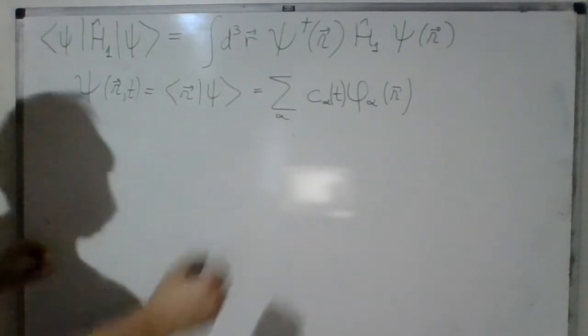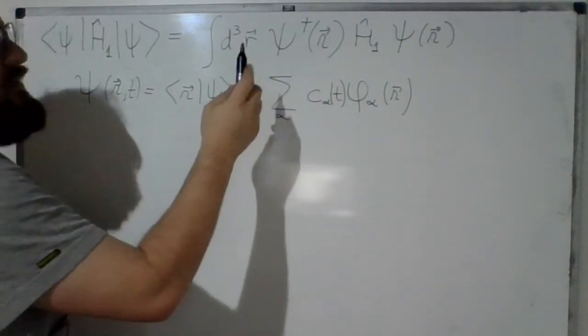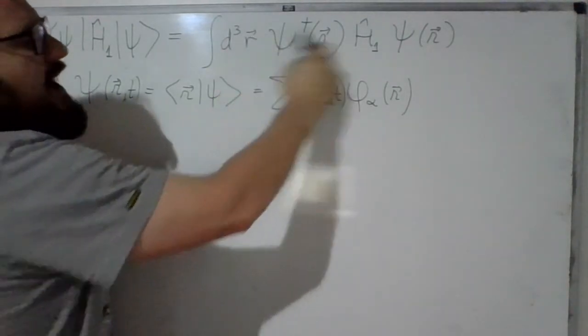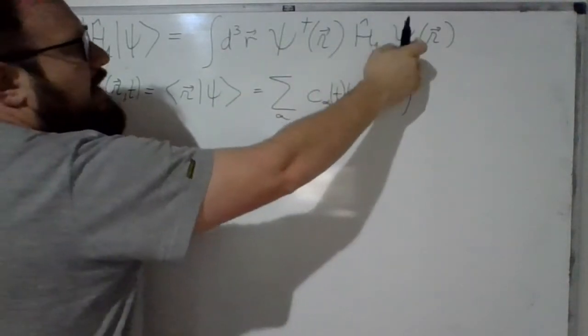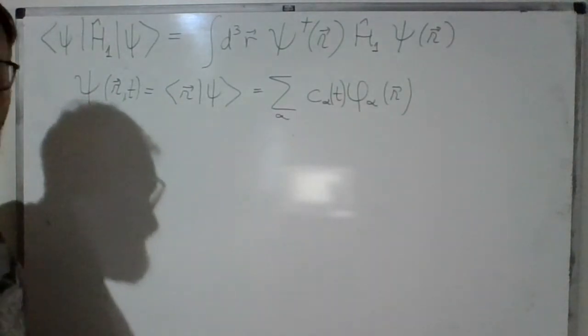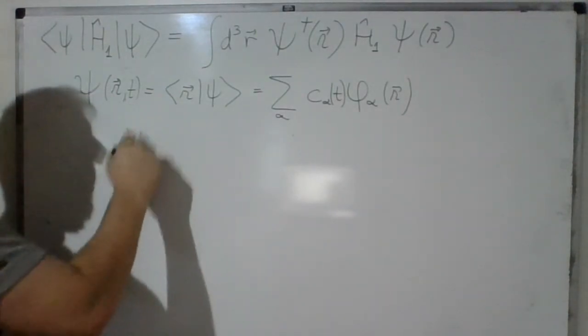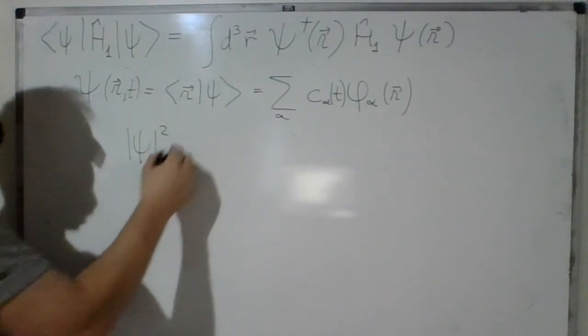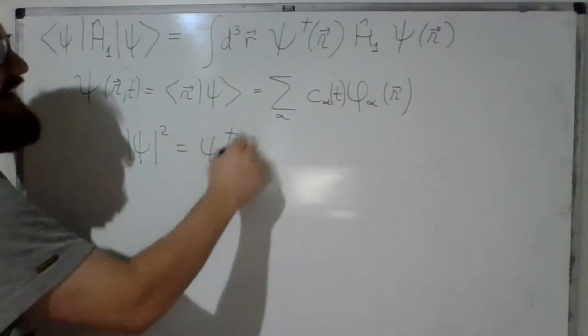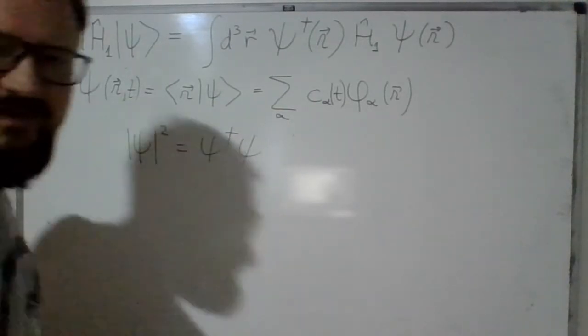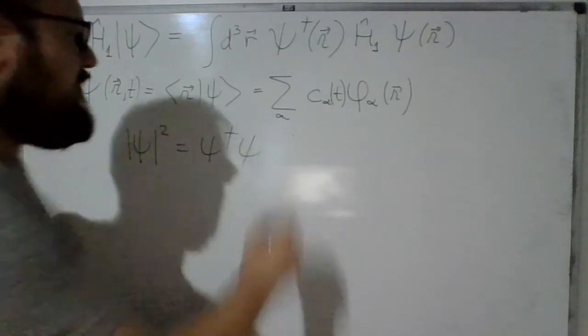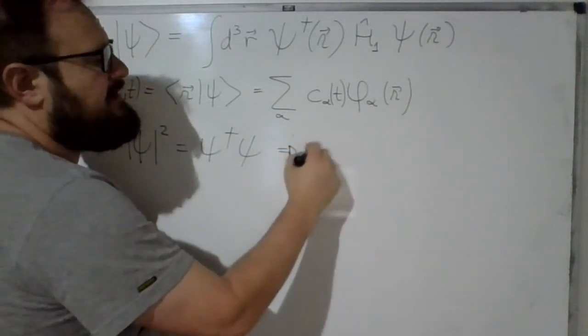Well, notice that when you multiply psi dagger by the Hamiltonian by psi, remember that psi squared, which is something like psi dagger psi in the first quantization, is a probability density.